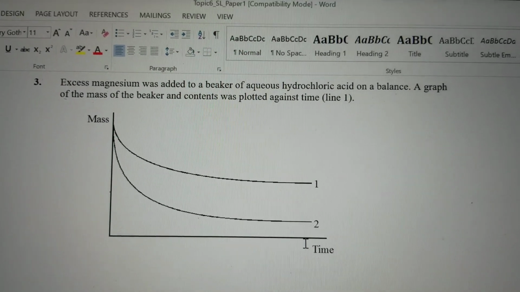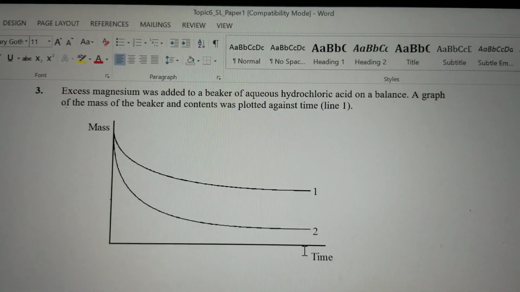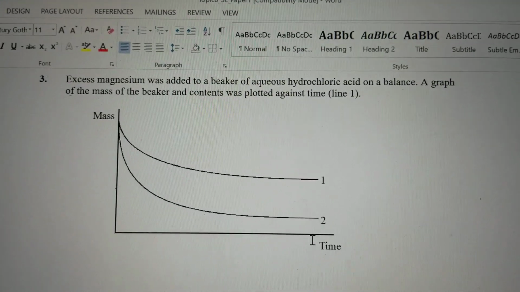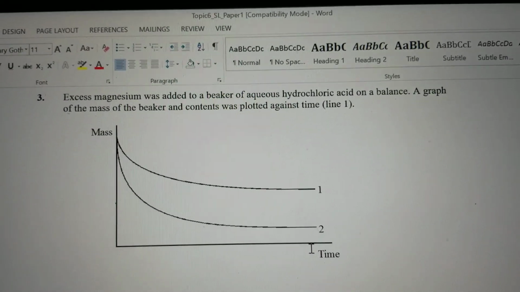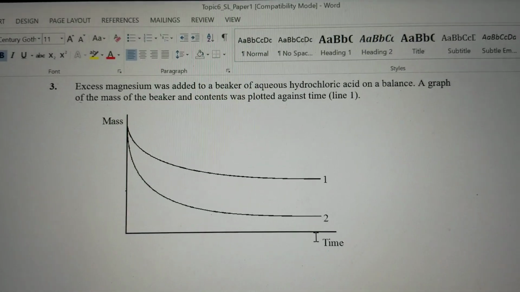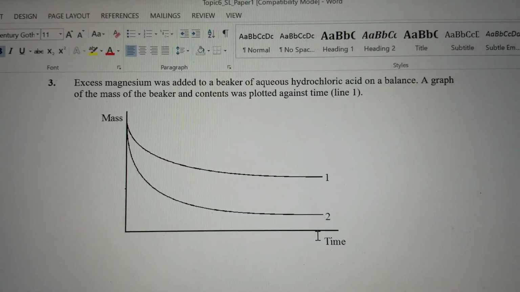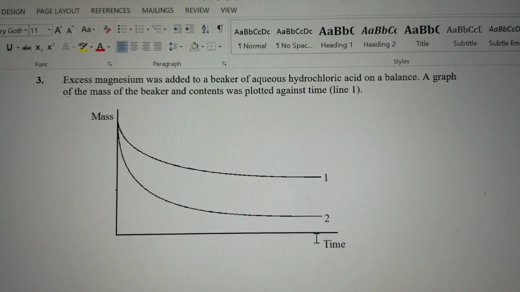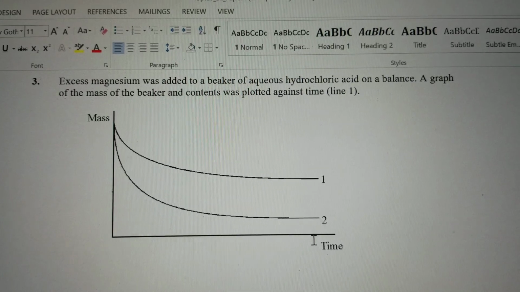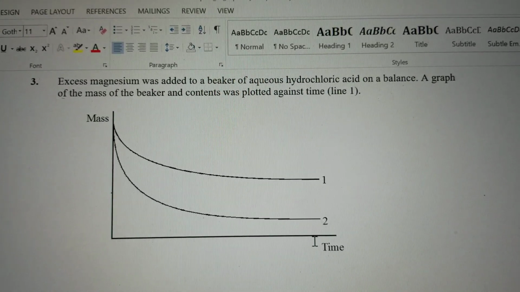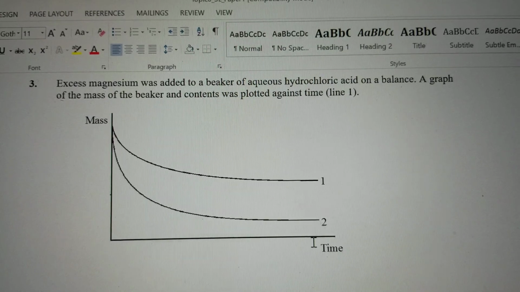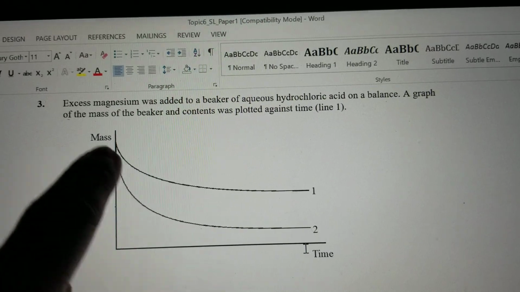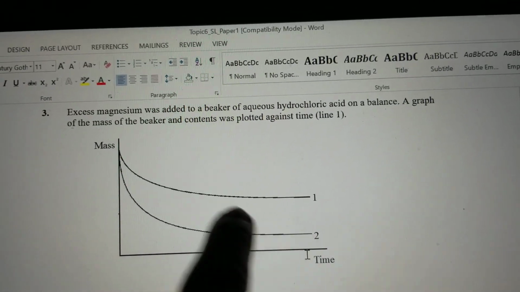So what you're seeing is that the mass decreases even though you're adding hydrochloric acid. Obviously there's a reaction that's taking place, which is converting something to a gas. And as a result, some of the substances are being released into the environment, and that's why the mass decreases. So the question has to do with what would result in line 2 versus line 1. What would cause the reaction to happen faster and the mass of the beaker to decrease faster?